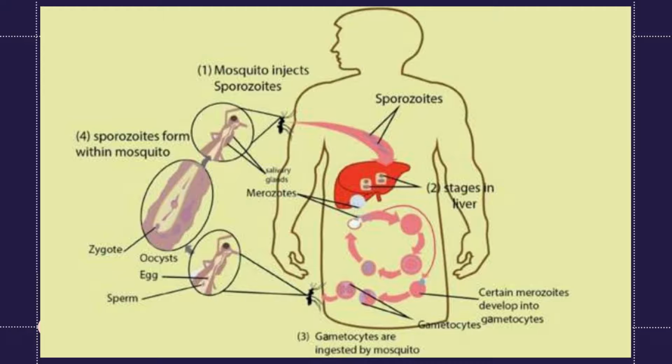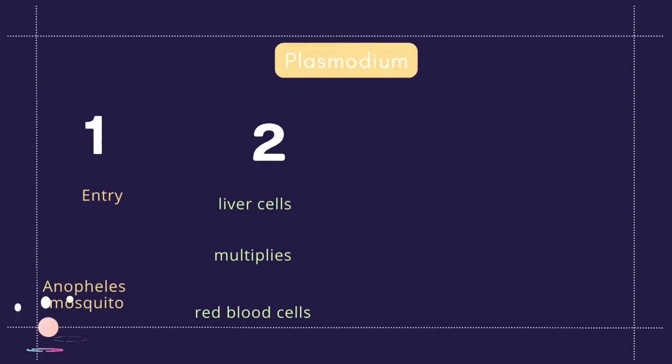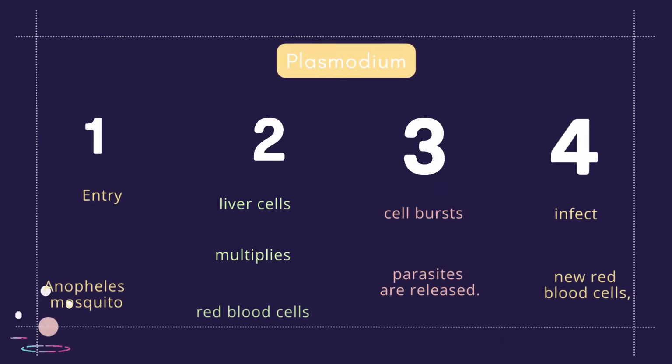When it multiplies, it can be taken up when another mosquito bites, and it goes back into the mosquito's body, where it is converted into egg and sperm. Zygote formation takes place and the process is repeated. Entry, multiplication, cell burst, and reinfect red blood cells or be taken by another mosquito when it bites the same person. So in this way, the four steps are completed.